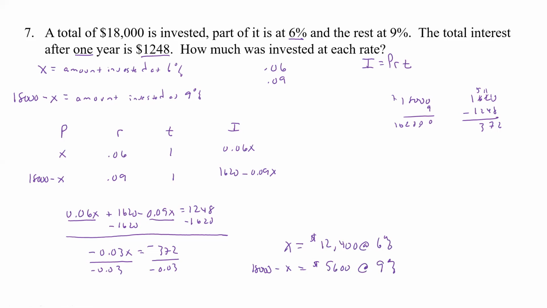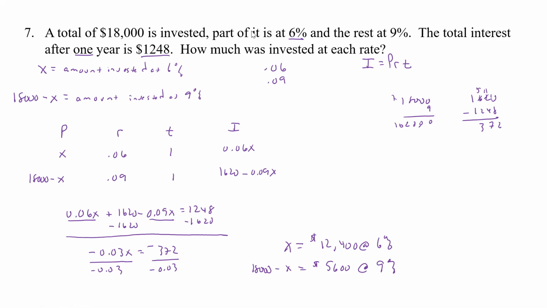Okay. Now, one thing we can always do is check our work, and that's what we should have been doing all along here, but we didn't. But let's do it on this one. Let's see first if it works. Does 12,400 plus 5,600 equal 18,000? Well, if we add that, yep, that's 18,000.